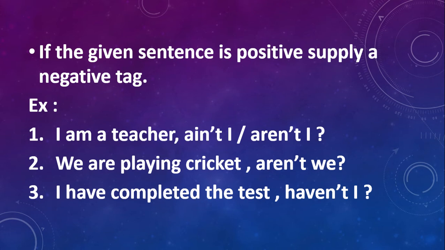The third one: I have completed the test. This sentence is also in positive form. So the rule we have to apply here is to check what the verb is. Have is the verb, and though the sentence is positive, we have to apply the negative short form n apostrophe t: haven't, and the pronoun I. Haven't I? Question mark. That's all about it.